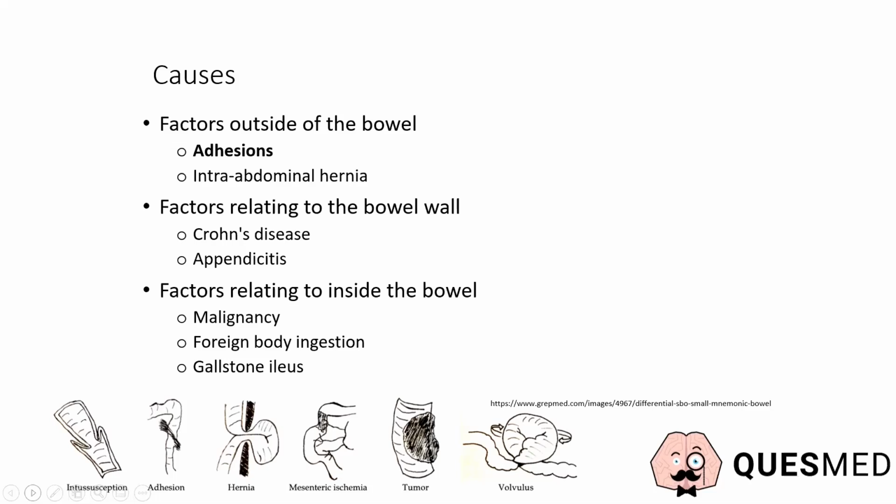And when we're looking at factors relating to the bowel wall itself, obstruction is the most common complication arising from Crohn's disease and occurs as a result of tissue swelling and formation of scar tissue. Appendicitis may cause small bowel obstruction if there's periappendicular inflammation or any formation of adhesions. And in terms of factors relating to inside the bowel, malignancy, foreign body ingestion, or gallstone ileus may cause obstruction. Gallstone ileus is fairly rare, but essentially it occurs when a gallstone passes through a fistula between the gallbladder and the small bowel before becoming impacted at the ileocecal valve.